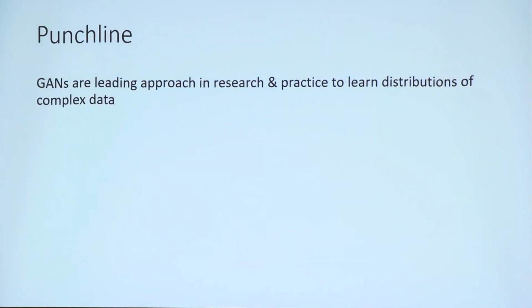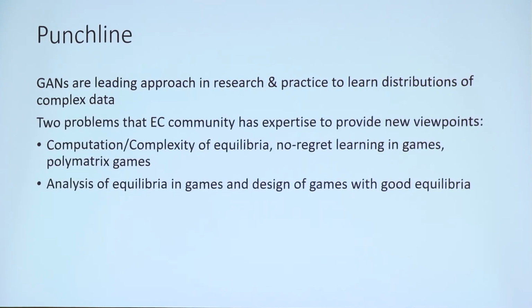So the punchline is that GANs are a leading approach in research and practice to learn distributions over complex data like images. There are two main problems in the training of generative adversarial networks where maybe our community can provide new viewpoints, such as computational complexity of equilibria, no-regret learning in games and polymatrix games, analysis of equilibria in games, and design of games with good equilibria.